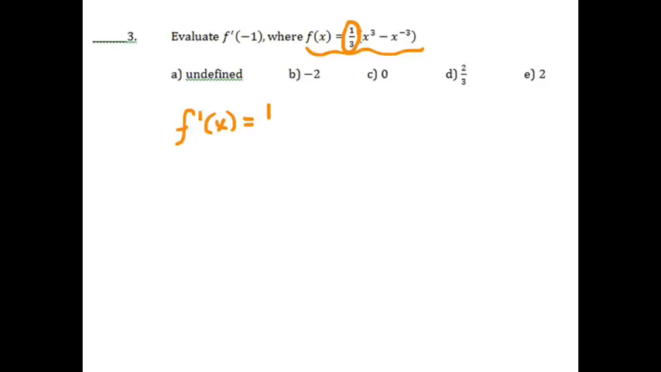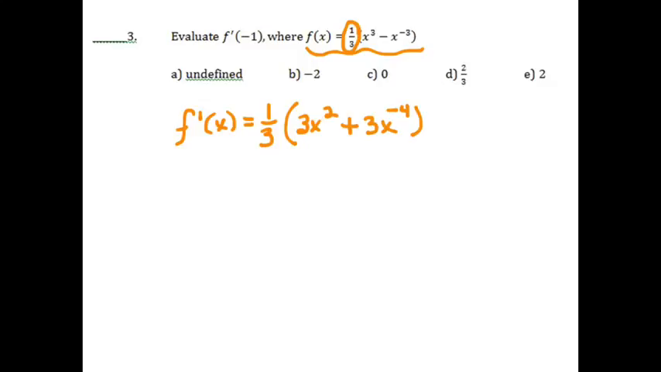F prime is going to be equal to 1/3 times, I'm just going to keep that constant multiplier there, and then I'm going to do the derivative here. The derivative of x cubed is 3x squared, and minus the derivative of x to the negative 3, so that negative 3 is going to come to the front, which would make this plus 3x, and then negative 3 minus 1 would be negative 4.